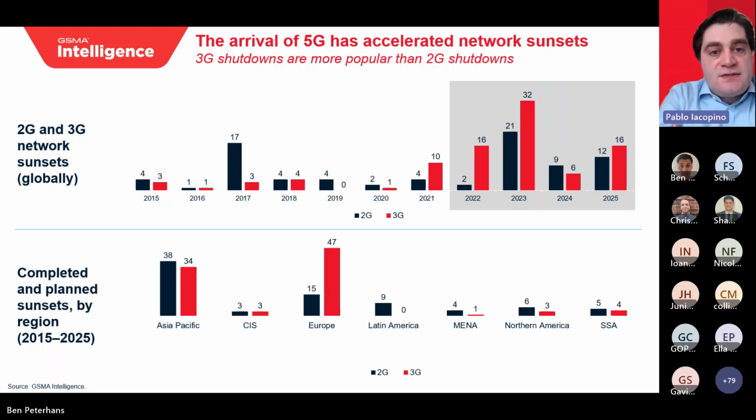Next slide, please. The arrival of 5G has also accelerated network sunsets. I'm talking about operators switching off legacy networks, 2G and 3G. What we see from this slide is that the momentum is accelerating. In fact, 2023 is expected to be the year with the highest number of 2G and 3G network sunsets, and the trend will continue in the future. And this happens across all regions, with Asia Pacific and Europe leading the way. So this means that in the future, operators will need to manage the transition to 5G, but also switching off 2G and 3G networks. And what we see is that 3G shutdowns are more popular than 2G shutdowns. And there is a reason for that. The reason is that many IoT use cases continue to use 2G.